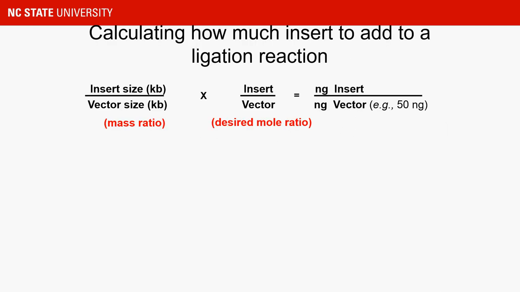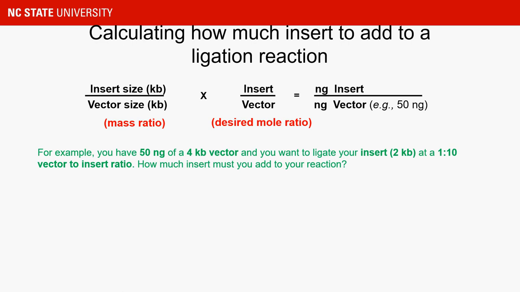We usually use the following formula to calculate how much insert we need to add to a ligation reaction. The insert to vector mass ratio multiplied by the desired molar ratio of insert and vector will equal the ratio of the amount of insert and vector that should be added into the reaction. For example, you have 15 nanograms of a 4 kb vector and you want to ligate your insert, which is 2 kb, at a 10:1 insert to vector ratio. How much insert do you need for this reaction?